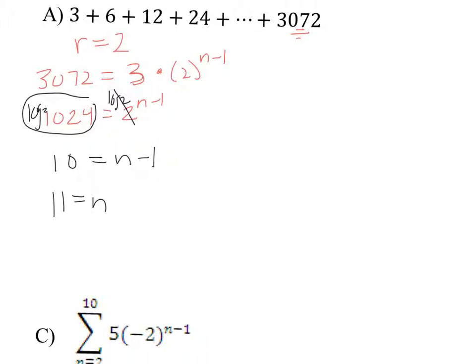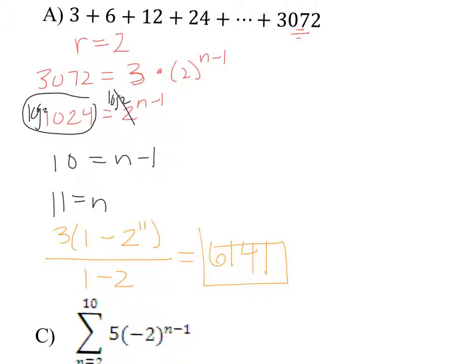To figure out my sum, using the formula right at the top of your sheet, it's your first term, 3, multiplied by 1 minus your ratio, which in this case is 2, raised to the term you're going to, so that's 11, divided by 1 minus r. If I put that in my calculator, I would get 6,141. That's my first answer.